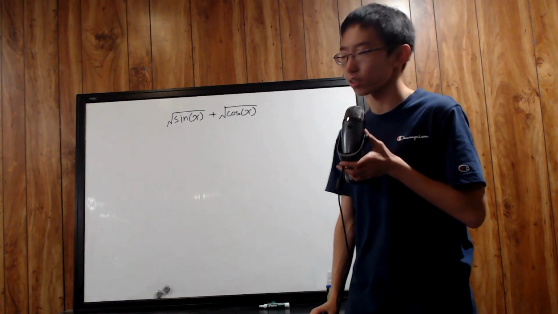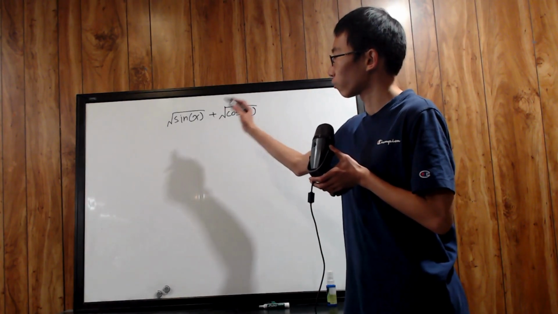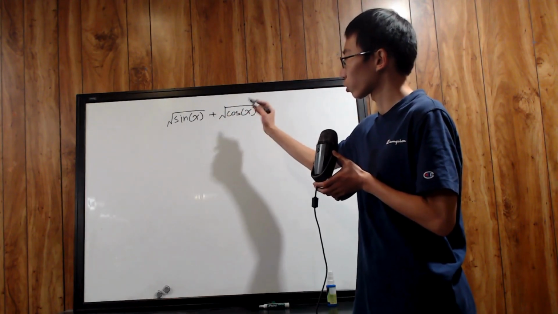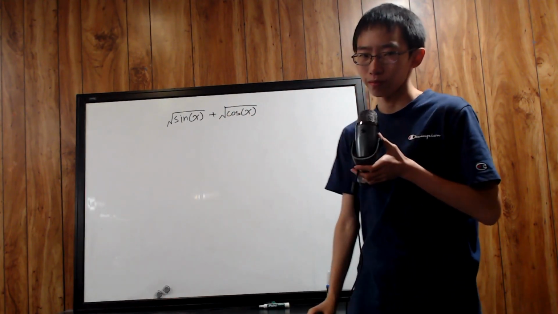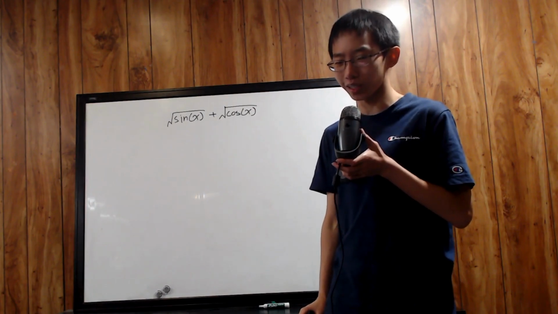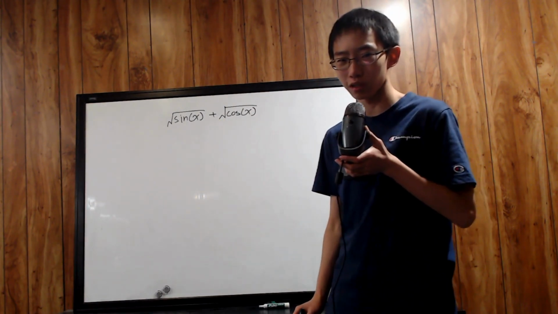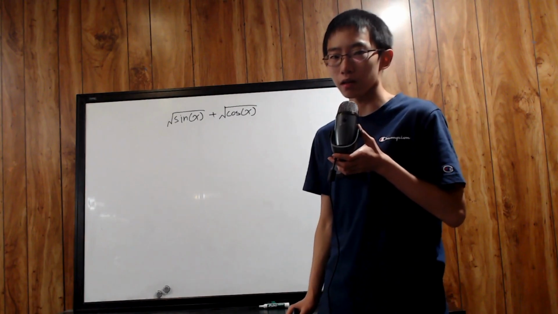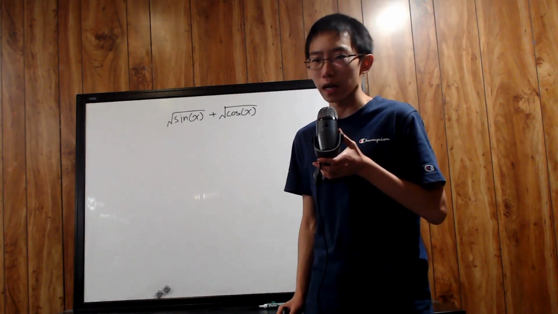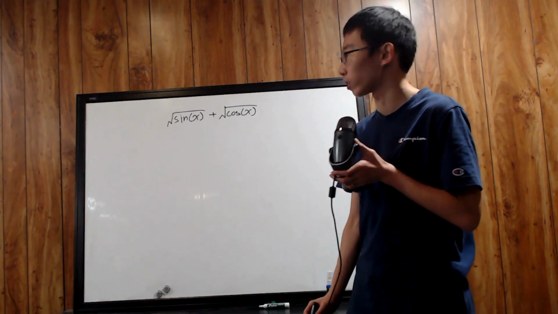Have you ever considered what is the maximum value of the square root of sine x plus the square root of cosine x? Now, the answer is not 2, because there is no angle x such that both of these are simultaneously 1. However, there is a maximum, and we're going to go over that in this video.